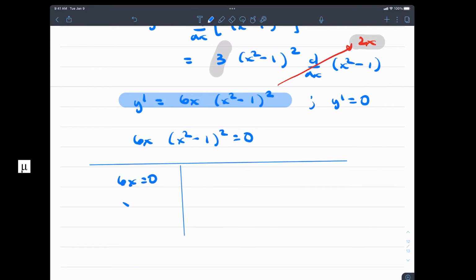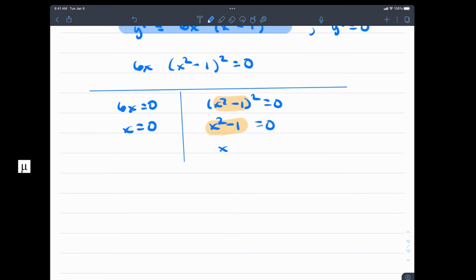6x is 0. Divide by 6, x is 0. x squared minus 1, squared, is 0. But you guys know that implies what you have here must be 0. And then this, x squared minus 1 equals 0, means what? x squared is 1, and x will be plus or minus the square root of 1. That means x is plus or minus 1. Those are two answers. x is positive 1, negative 1.